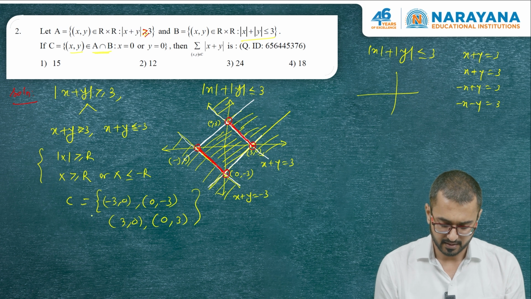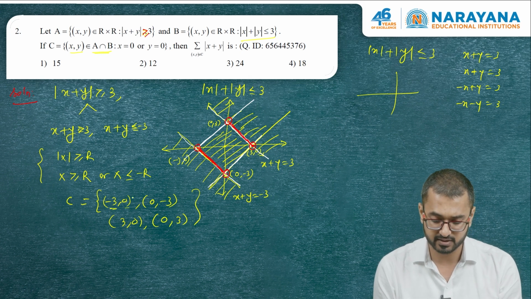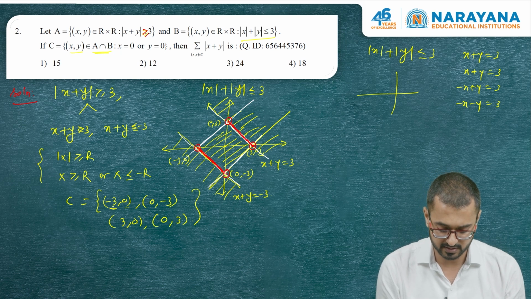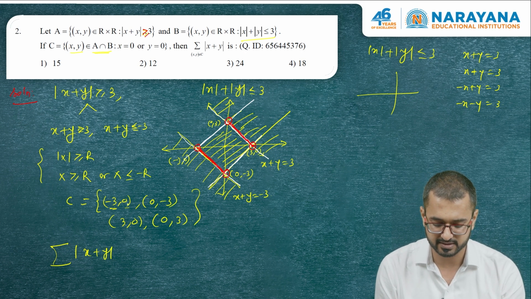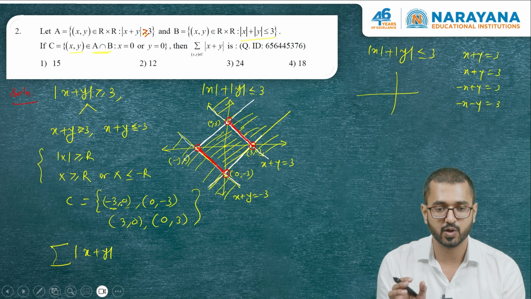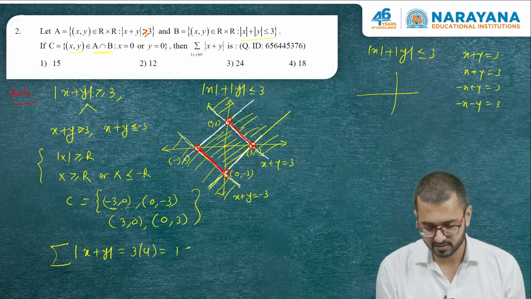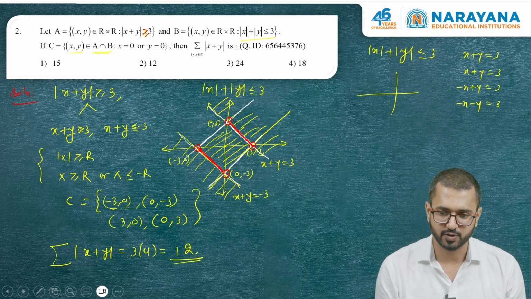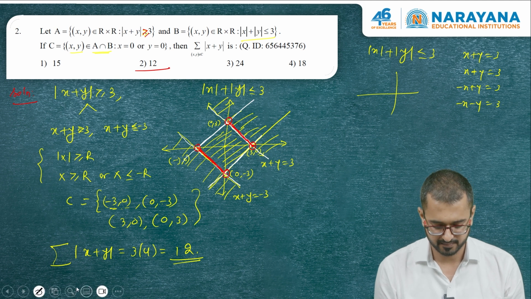Okay. Now what do we want? We want the ordered pair x comma y, and the sum of all these coordinates, so I want the summation of modulus of x plus y. We simply have to add it. Minus 3 plus 0 is minus 3, and taking its modulus it becomes 3. So this is also 3, 3, 3, 3. It becomes 3 into 4, that is 12. So the answer should be 12. That makes option 2 correct.